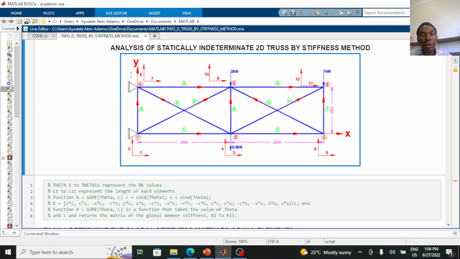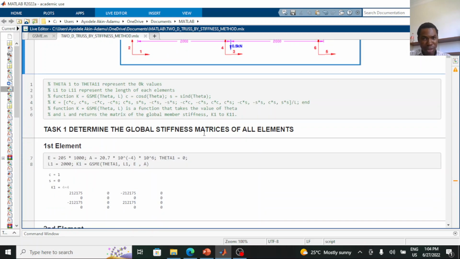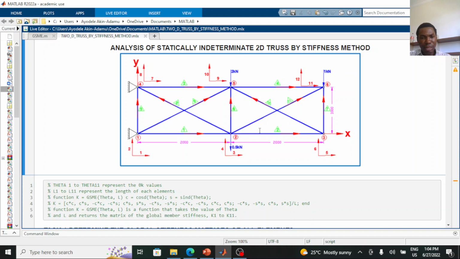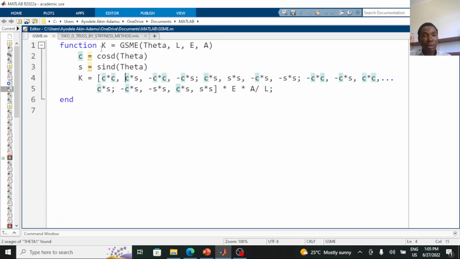So this is our problem which we have defined in the first part of the video. The problem has 6 nodes, 12 degrees of freedom, 11 elements, and we see the arrow direction denoted by the red arrow on each element. So the first thing we do, we determine the local stiffness matrix for all the 11 elements, and we do that with the help of the function which I define as GSM here.